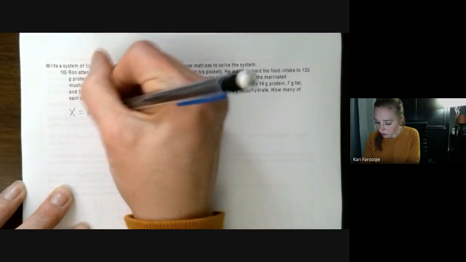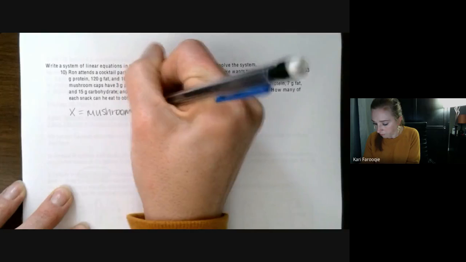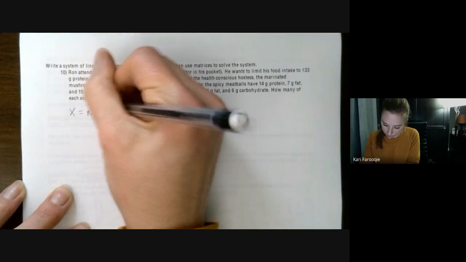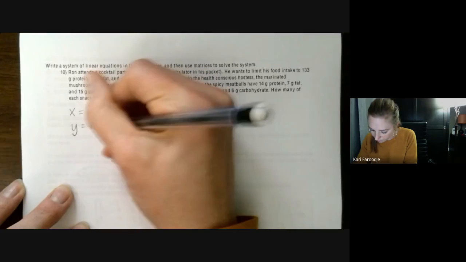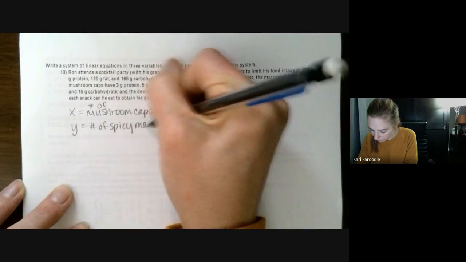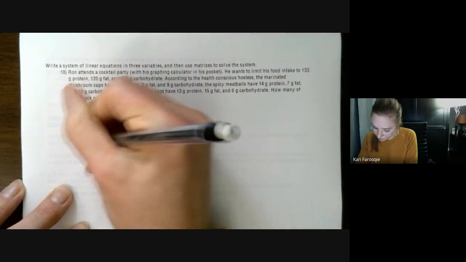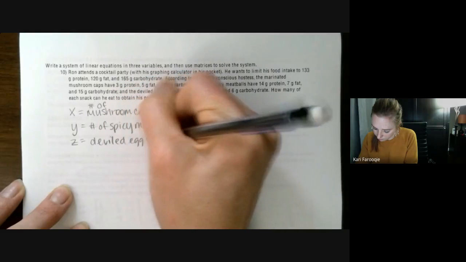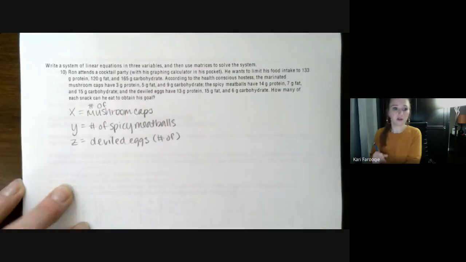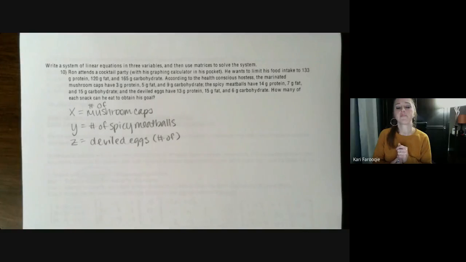So let x be the mushroom caps, or the number of mushroom caps he can eat, whatever. You can let y be the spicy meatballs. And then z could be the deviled eggs, or the number of deviled eggs. Okay. So x, y, and z will be the different snacks that he has at his disposal.